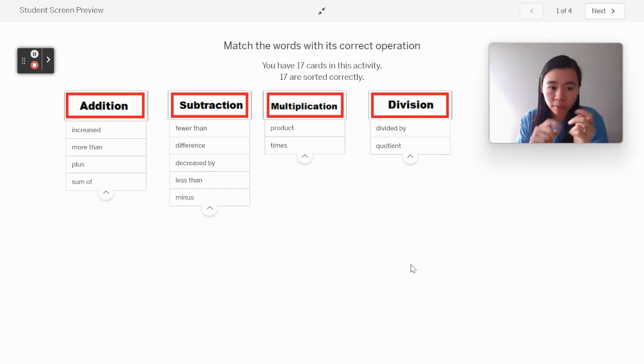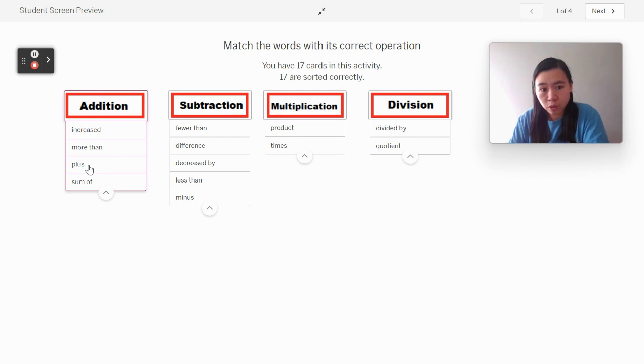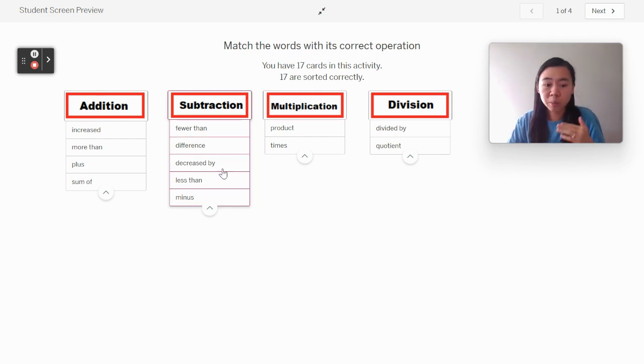So addition words, we have increase, more than, plus, and sum of. Okay, sum of is the big one that we want to know is addition, to take the sum of something. Okay, and then everything else for addition, you can see it just means going up, right? Increase, more than, plus, which means subtraction are going to be words that mean going down. Fewer than, decrease by, less than, minus, and then the one to make sure you know subtraction is difference.